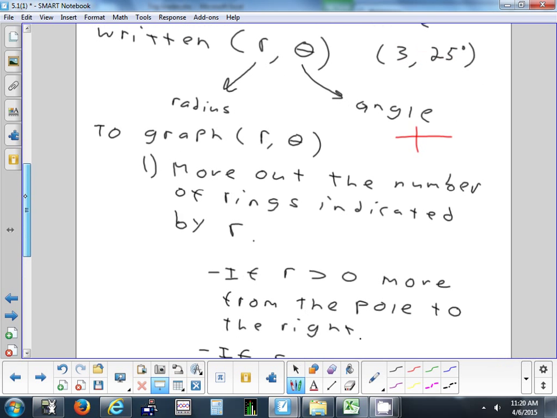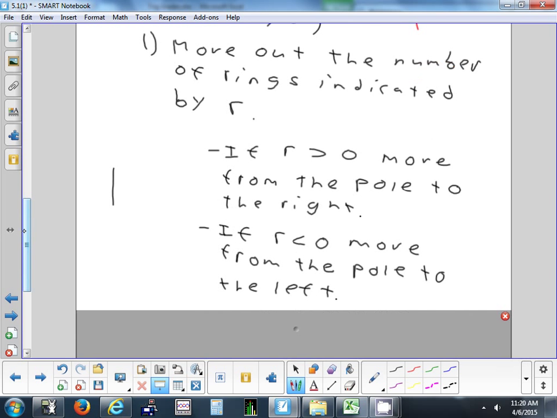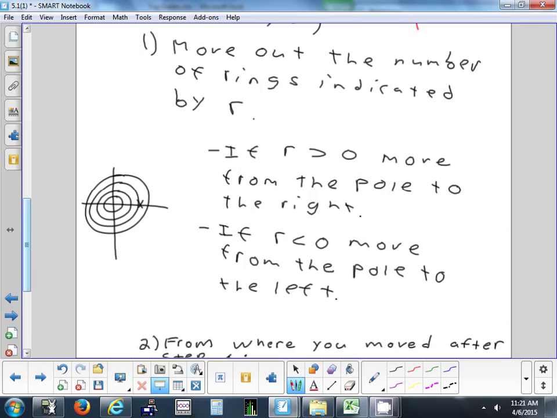Right, so if I was graphing the point (3, 25 degrees), I'd have my graph paper set up. And again, it would have a bunch of concentric circles on it. And I'd start by going 3 units to the right. And I'd start right there. Okay, next thing I have to do is figure out, do I go clockwise or counterclockwise? All you got to do is look at theta and see if it's positive or negative.